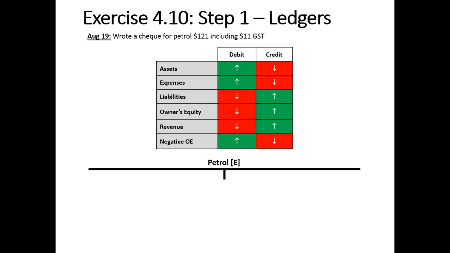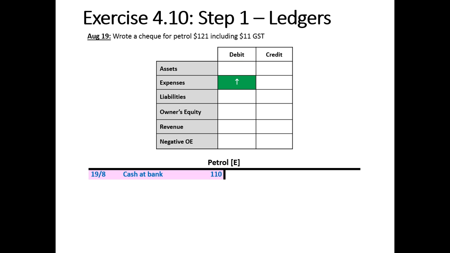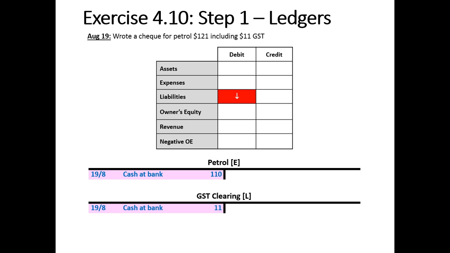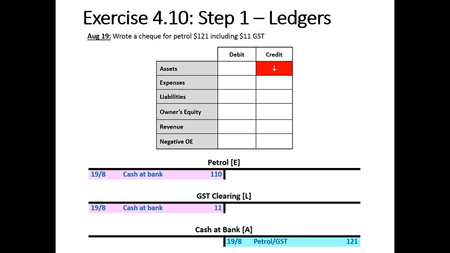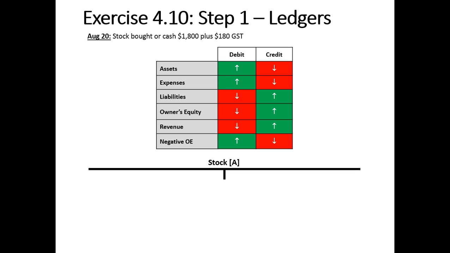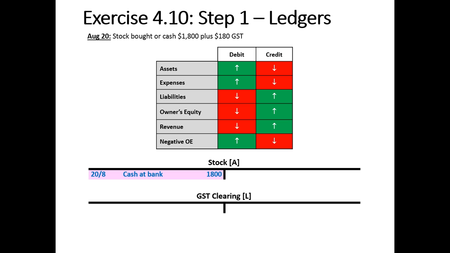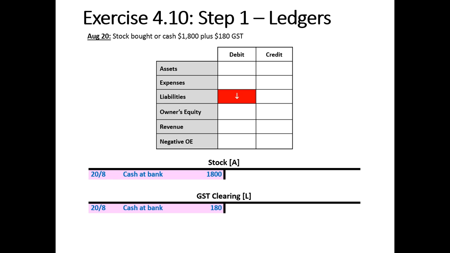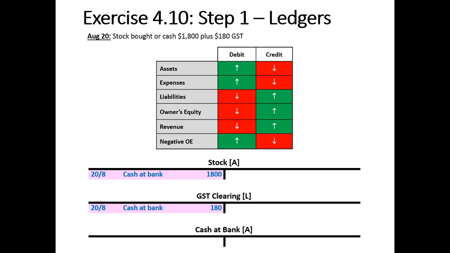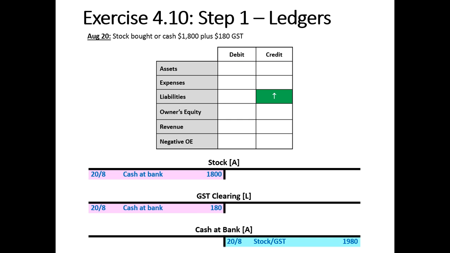Wrote a check for petrol $121 including $11 GST, so that's a $110 expense if we take the GST out of the $121. Paying $11 GST will reduce our liability, and that'll decrease our bank account on the credit side by $121. Stock bought on cash, $1,800 plus GST. We've got more of an asset, so that's increasing, which is a debit. We're reducing our liability because we've been charged GST, and that'll decrease our cash by $1,980.